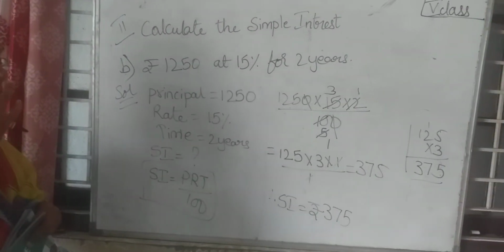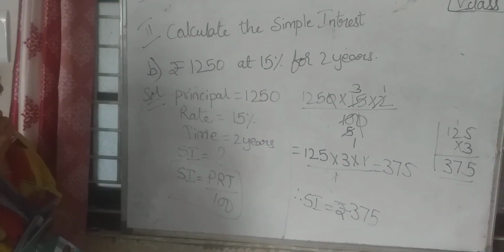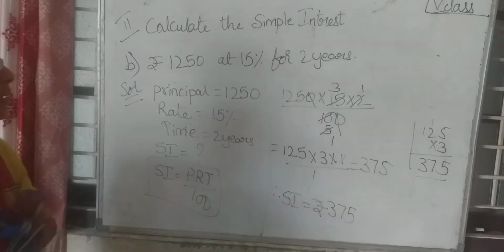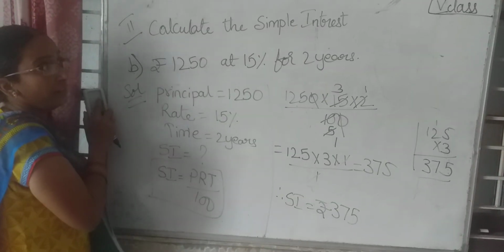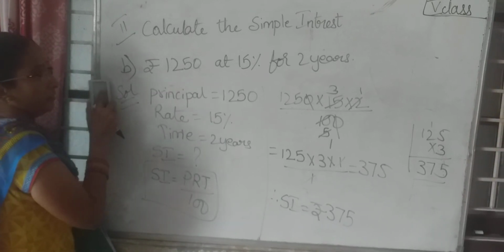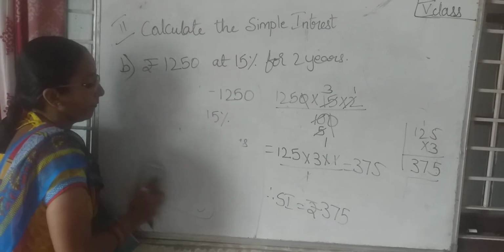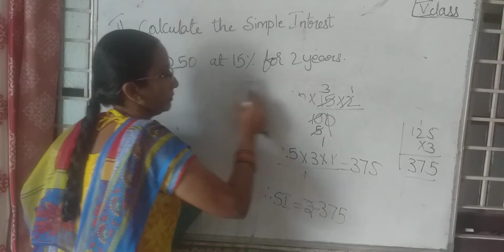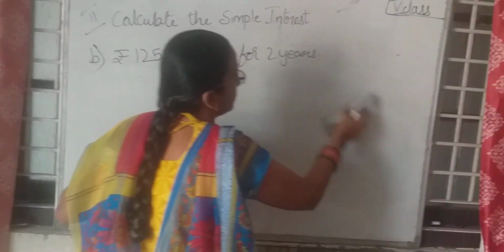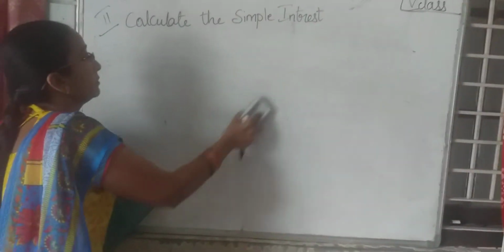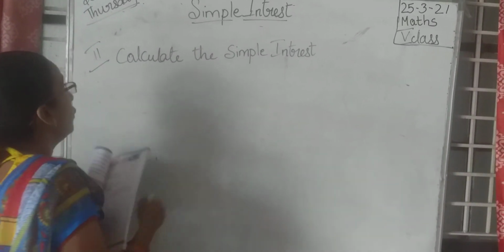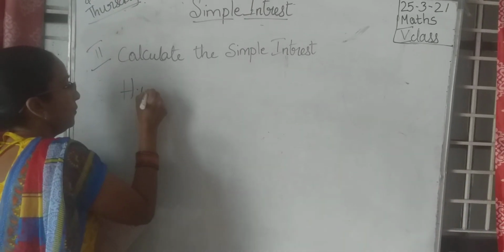Okay children, 2 I did, 1 I am giving you for homework. Did you all write this? Everybody, do you understand what I am saying? Yes. Yes, homework. This is for homework, children.